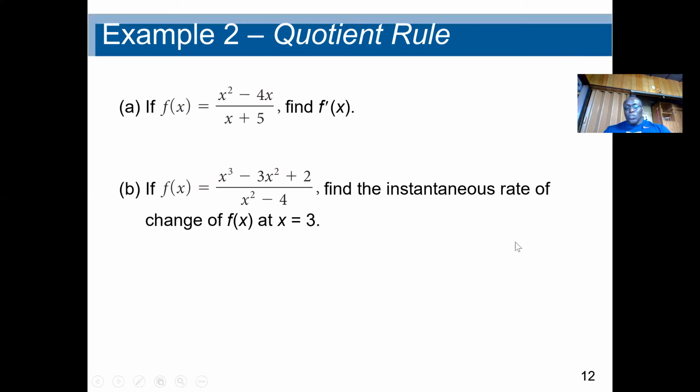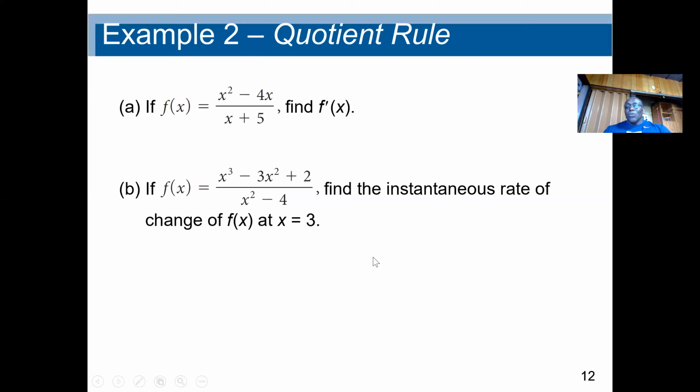of f of x when x equals 3. Now we spoke about, I think in lecture number 3, what we mean by instantaneous rate of change. Anytime they say we should find this rate in calculus, our goal is that we always find the rate of change of something, an object, or so. Instantaneous rate of change means the first thing we have to do is find the derivative.